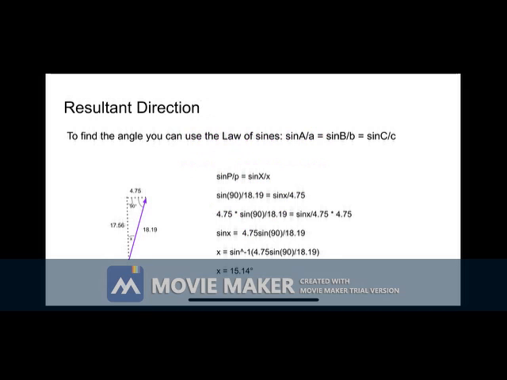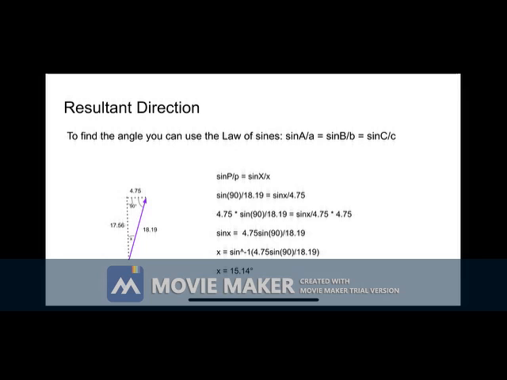To find the angle of the resultant, you need to use the law of sines, which is sine of a over a equals sine of b over b is the same as sine of c over c. In our example, I chose to use sine of p over p equals sine of x over x, and we input sine of 90, which is the right angle at the top, over 18.19, which is the resultant magnitude that we found, equals sine of x, which is the thing we need to find, over 4.75, which is the top side, which is a.